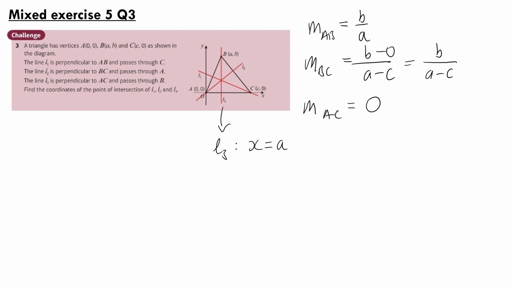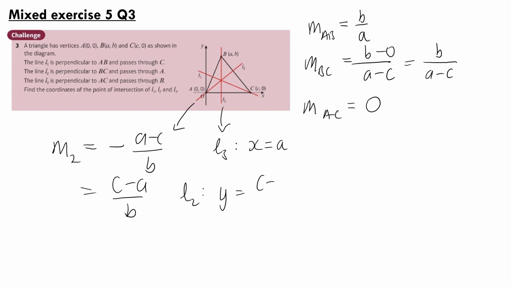The next easy line we can look at is L2, which passes through the origin. And we know that L2's gradient is perpendicular to that of BC. So we know that the gradient of the line L2, m2, is equal to -1 over the gradient of BC, so -(a - c)/b, or (c - a)/b. And because we know that the line passes through the origin, we know that L2 is y = ((c - a)/b)x.